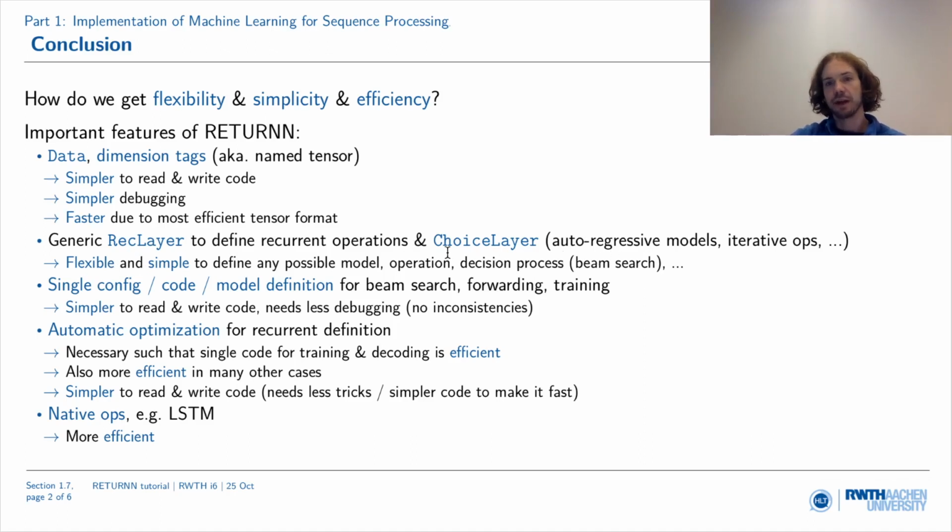And this is used for everything, including beam search. So importantly, you have one single config for beam search, forwarding, and training, a single model definition. This makes it simpler to read and write code. Also it leads to less debugging, because there are no inconsistencies between your beam search and your training. And then automatic optimization is there to make this efficient, especially this aspect of the single definition, but it also makes it more efficient in some other cases. And again, this makes it simpler to read and write, because you need fewer tricks to make it efficient. And finally, the native op is also very efficient, very important for efficiency. It's basically 6 times faster than standard TensorFlow.